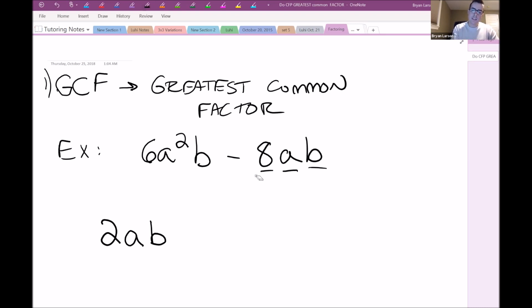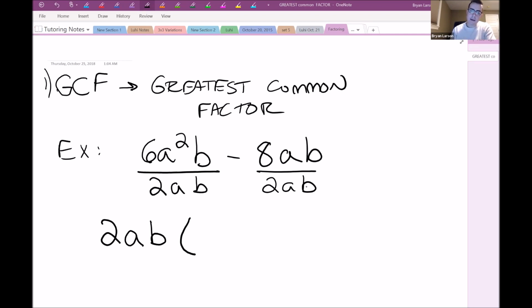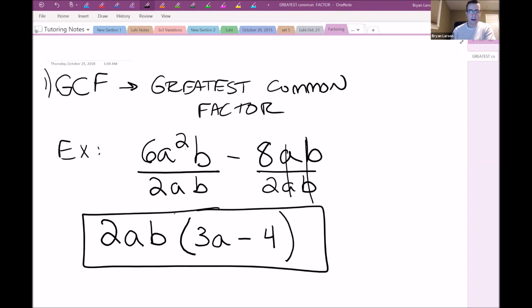So once you get your GCF, we write down the GCF, we put an open parentheses, and we divide each of them by 2ab. So you divide by your GCF, and you write what's left over. So 6 divided by 2 would be 3. A squared divided by a would just be 1a. And b divided by b is just 1, so we don't need to put that down. Bring down the minus sign here. 8 divided by 2 is 4. A divided by a is 1. B divided by b is 1. We don't need that. This would be our answer for GCF.